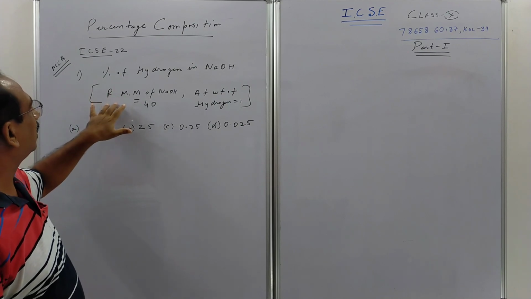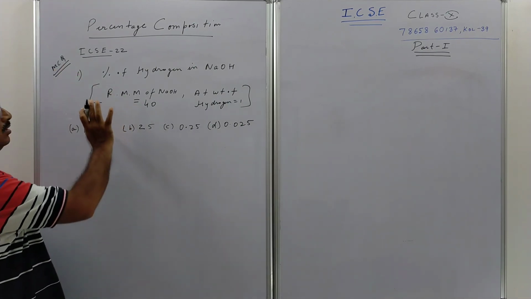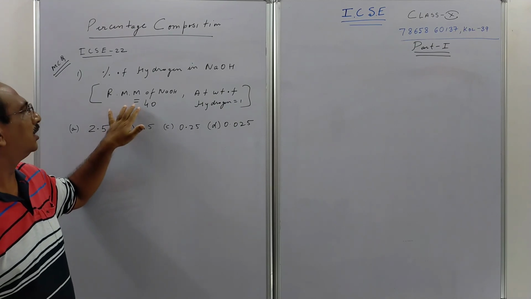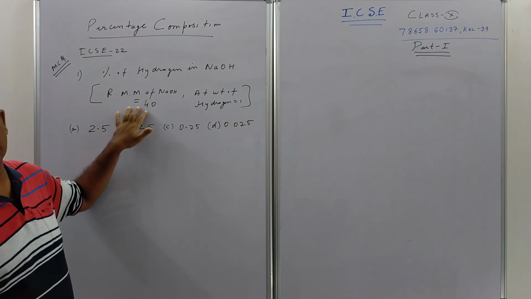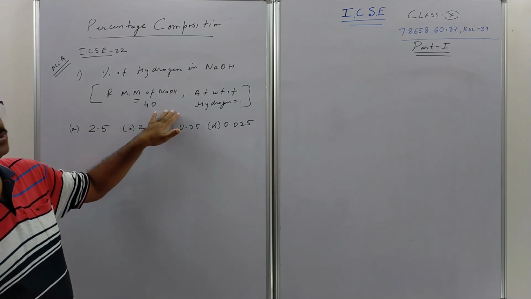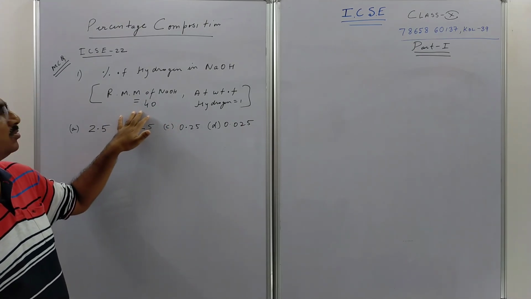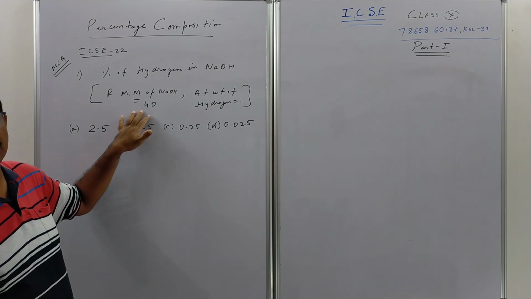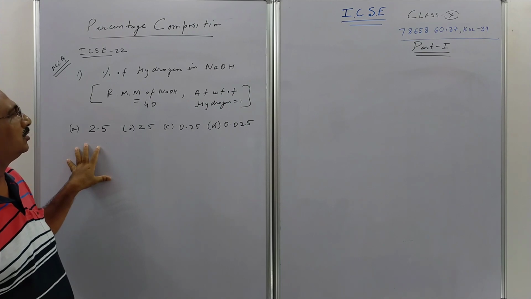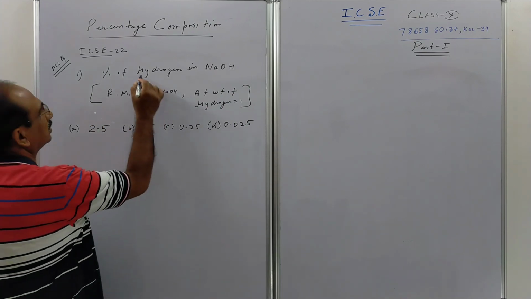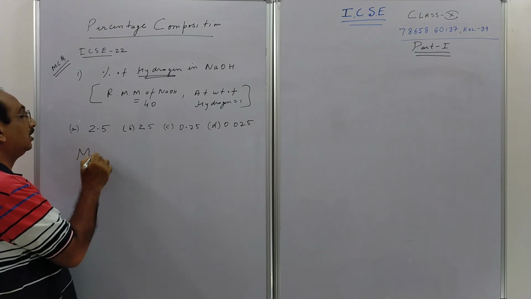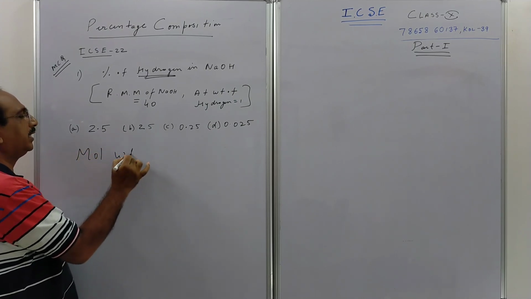This was 1 MCQ question, a 1 mark question: percentage of hydrogen in NaOH. Sometimes in an MCQ question, children, the relative molecular mass is given. If it is gram molecular mass, it will be written in gram. For relative molecular mass, generally the unit is not there. For gram molecular mass, we put gram. The atomic weight of hydrogen is given. We have to find the percentage of hydrogen. Four choices are given. Suppose the relative molecular mass is not given, then what will be given?